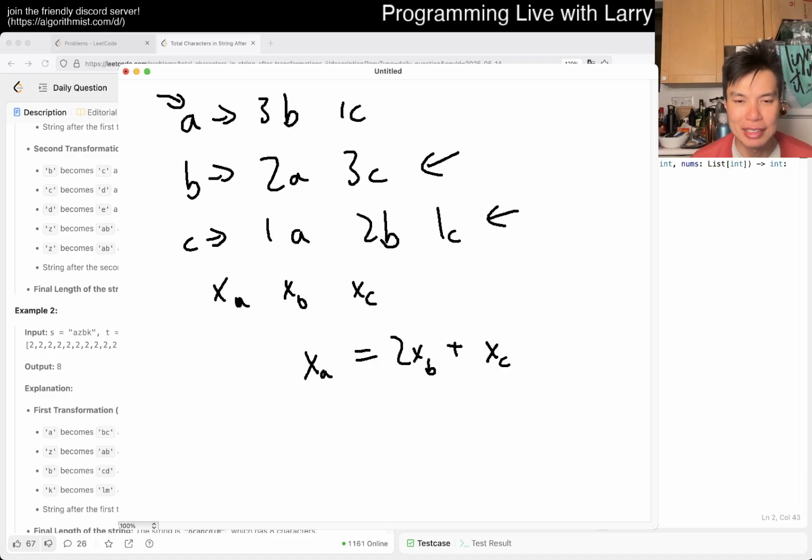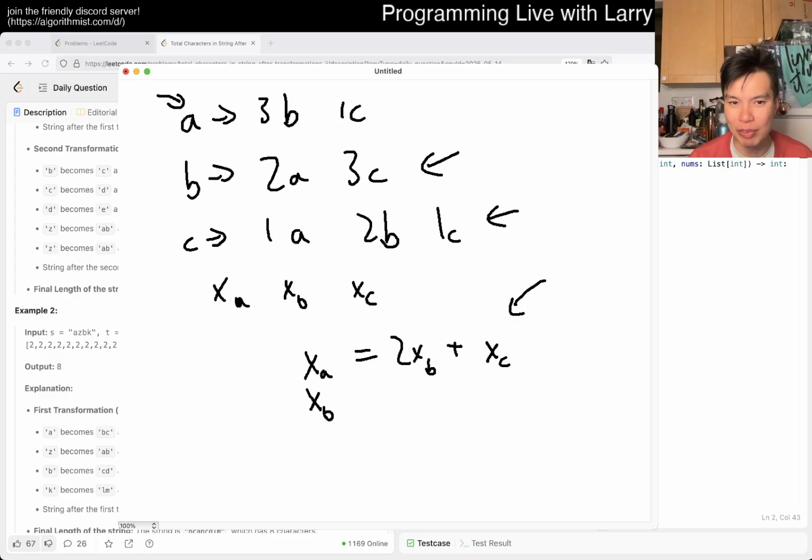Because basically this linear transformation is just saying if we have 1 x sub b, we get 2 A's. So the number of x sub a's is equal to 2 times the previous number of x sub b's plus x sub c, right? So that's your linear transformation. In more plain English, the number of A's is equal to 2 times the number of B's plus the number of C's. So that's after one transformation.